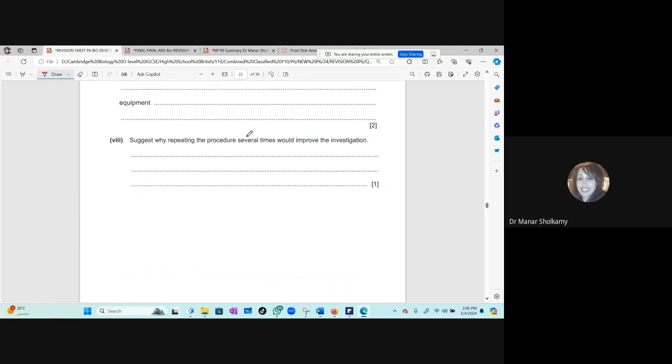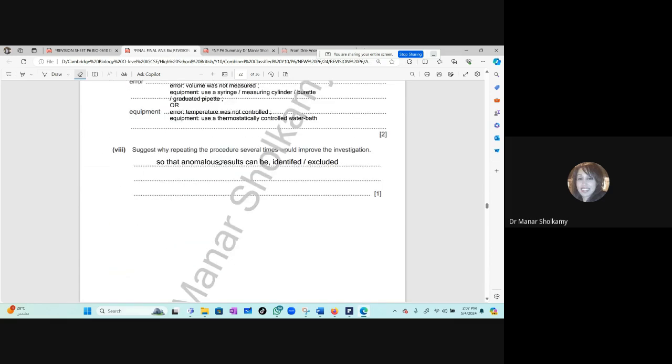Suggest why repeating the procedure several times would improve the investigation. Excluding the anomalies. Yes, memorize it, please, because recently this is the answer that they want. Anytime you're asked about repeating, the answer is that anomalous results can be identified.